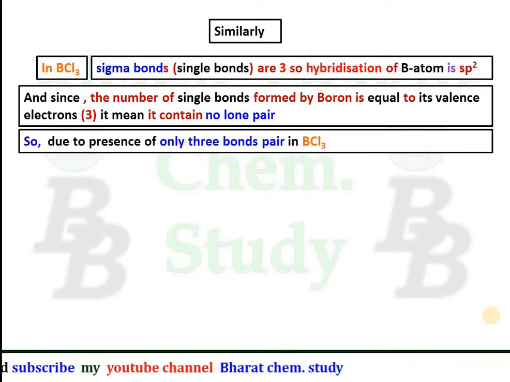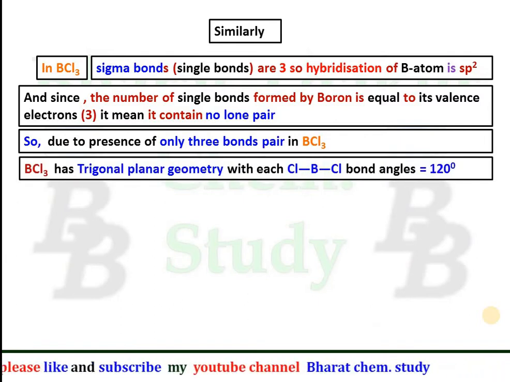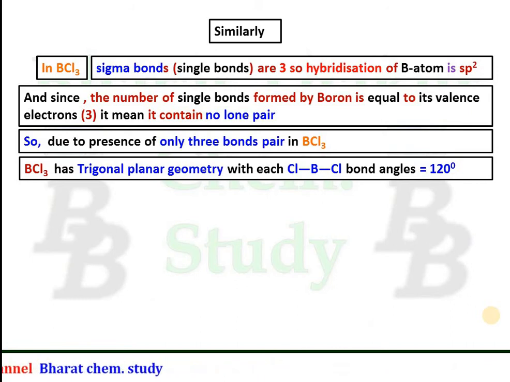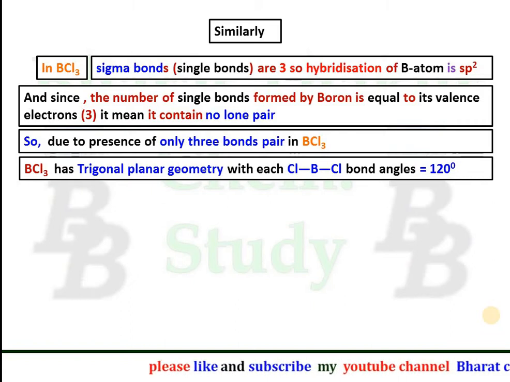And due to the presence of only 3 bond pairs and no lone pair in BCl3, the BCl3 molecule will have triangular planar geometry with each Cl-B-Cl bond angle equal to 120 degrees.